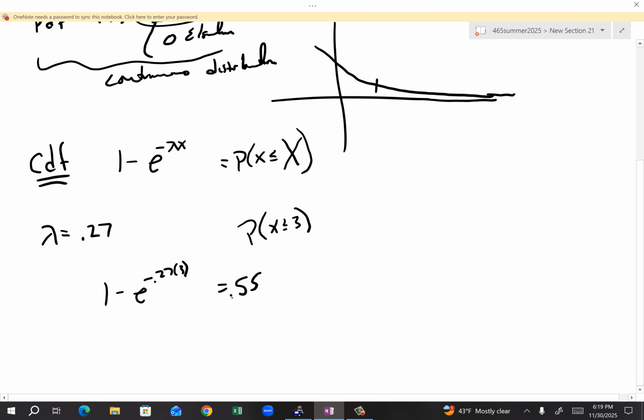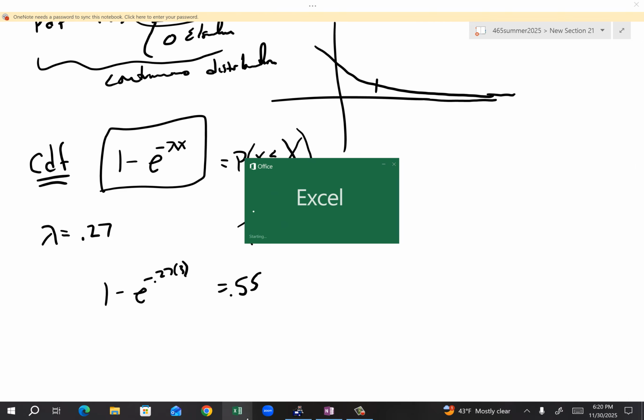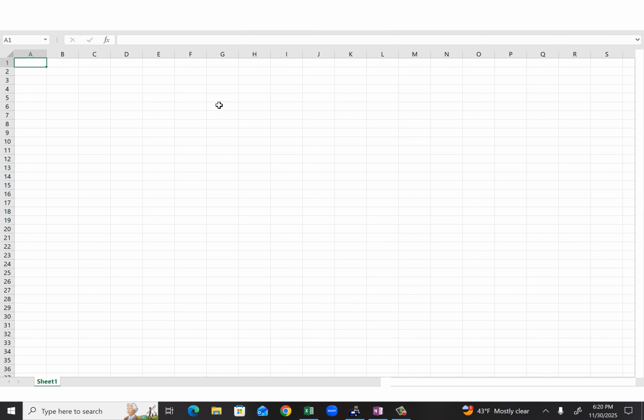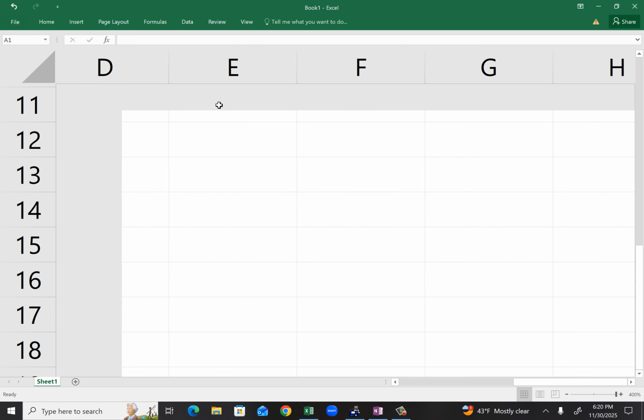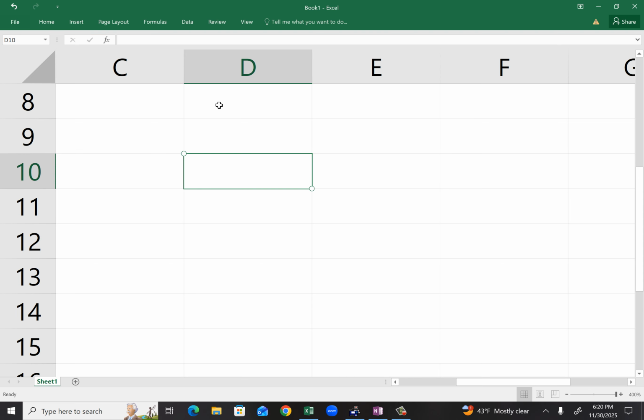And you're like, oh, that's not hard. It's not hard. This is it. All you're going to be using is this exponential equation, this CDF. Now, the good news is Excel has a built-in CDF for it as well.